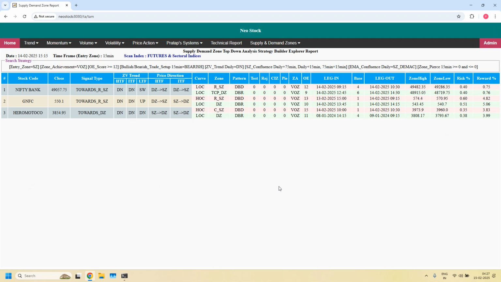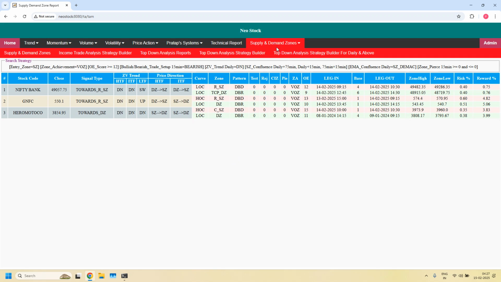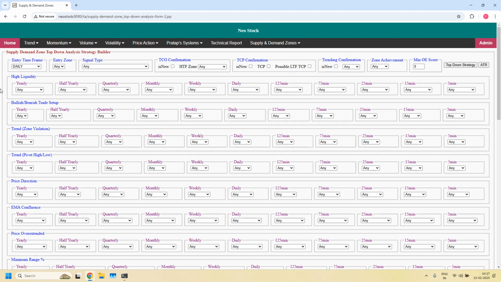Next we will look into bullish and bearish trade setups for hourly income trades. So let me start with bullish trade setup, hourly income trade. Entry time frame 5 minutes. Entry zone is demand zone. Bullish or bearish trade setup at 5 minutes, I am selecting bullish. Zone achievement violated opposing zone.